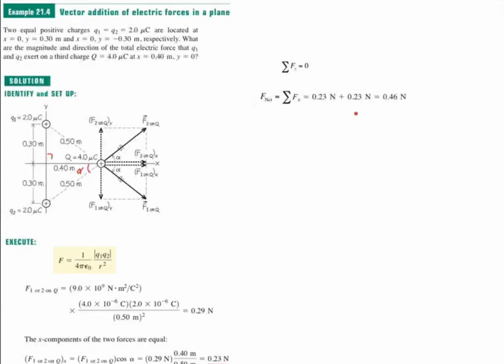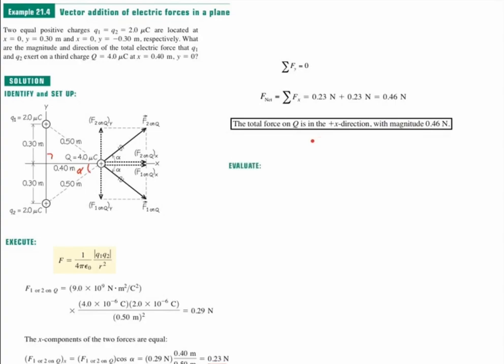So the net force is only in the x direction, and these two components add together and we get 0.46 newtons. So the total force on Q is in the positive x direction with a magnitude of 0.46 newtons. Notice, because of the vector nature of the electrical force, that this force, the net force, does not lie either on this line or on this line, but in fact lies on the x-axis.